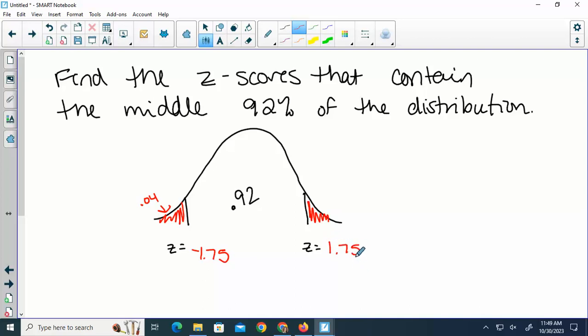They're symmetric. If you didn't, for this end, 96% is less than. So if you went and found 0.96 inside your table, the closest you can get is 0.9599, and that z is 1.75 as well. So either way. Is this okay?